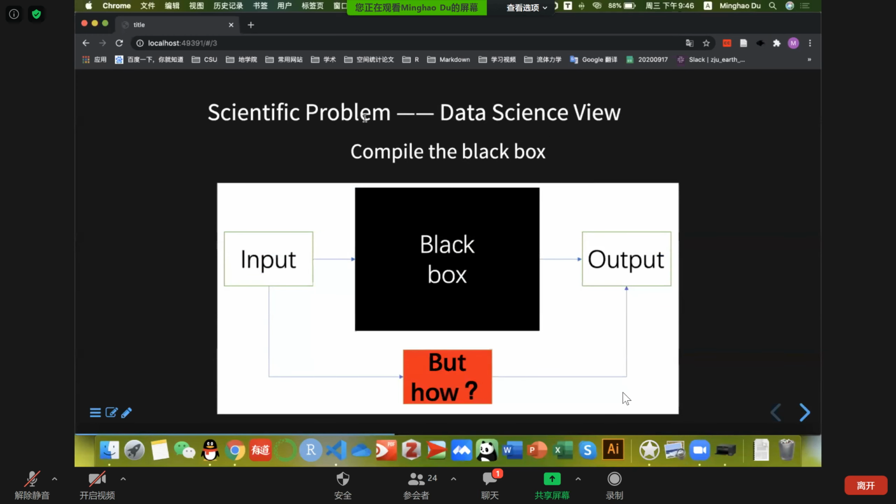Now let's see our scientific problem from our data science view. In general machine learning problems, we often give an input and get an output, but the intermediate process is quite complex, and we don't need to know the specific process, just like a black box. However, in our research, we pay more attention to the intermediate process, even more than the output. In other words, we want to know more about how to get an output from an input.